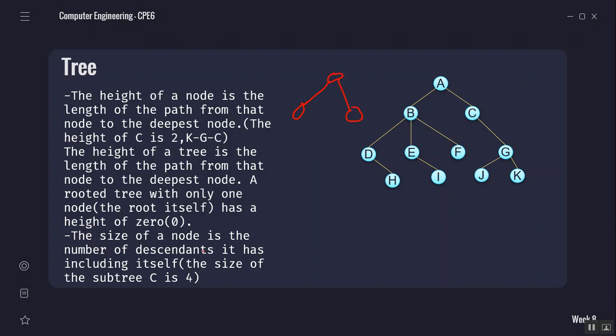Now the size of a node is the number of descendants it has, including itself. Let's say, for example, the size of the subtree C. This is the subtree C, and its size is 4. So 1, 2, 3, and 4.